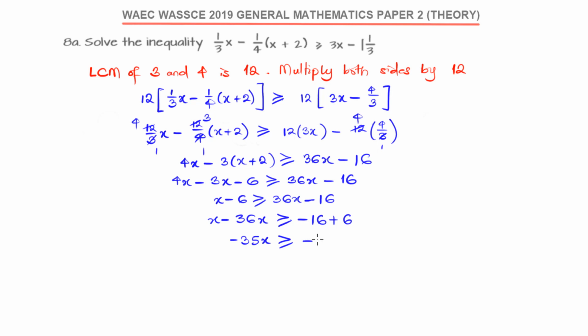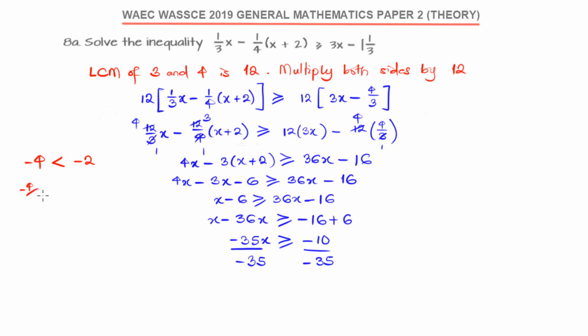Now, this is where we need to be very careful. We want to actually find the expression for x. So normally we would have said we want to divide by minus 35. But what happens when we divide an inequality? Notice that this is not an equation, it is an inequality. If we want to divide an inequality with a negative number, what happens?